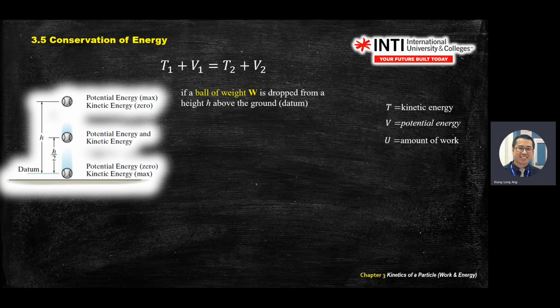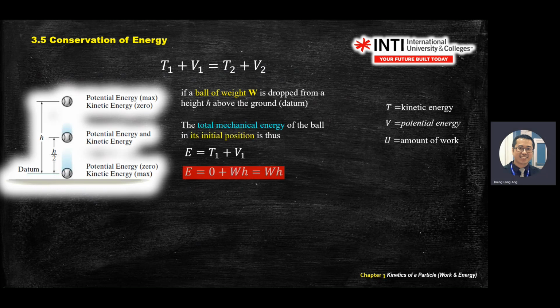Okay, so the proof of conservation of energy using T1 plus V1 equal to T2 plus V2 proves this. You always get Wh. Here you get Wh. Here you get half T1, half V1. Combine, you will get Wh. Here, same, you get Wh.